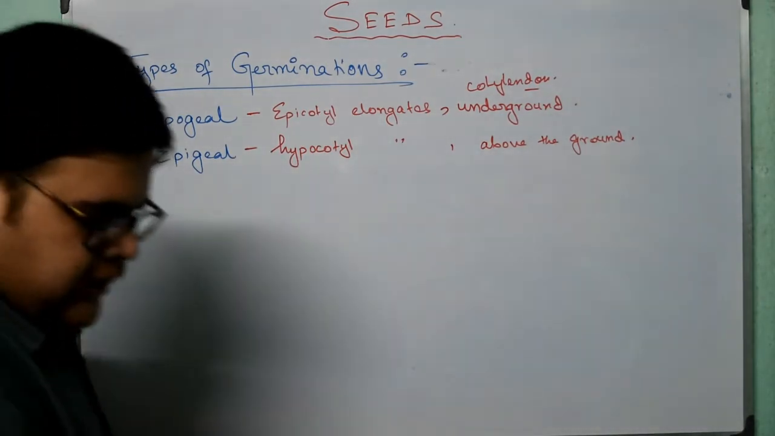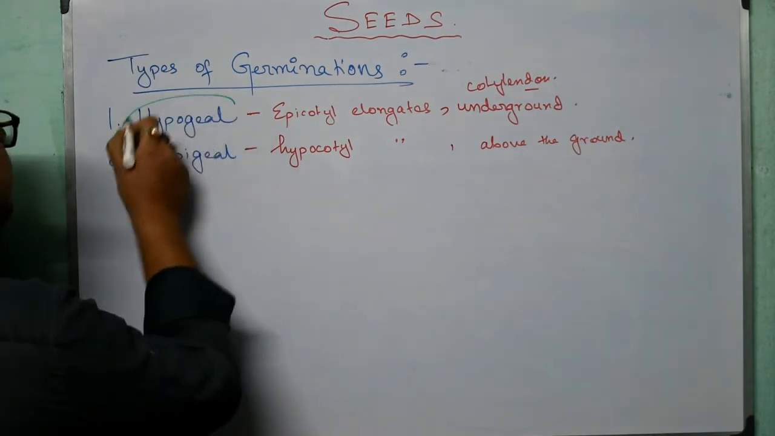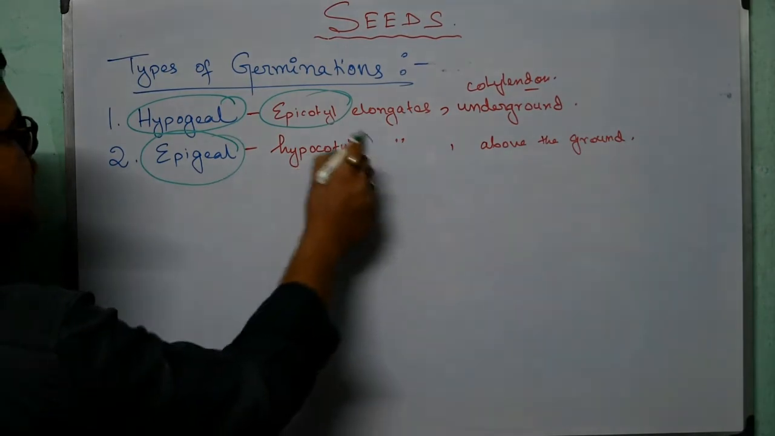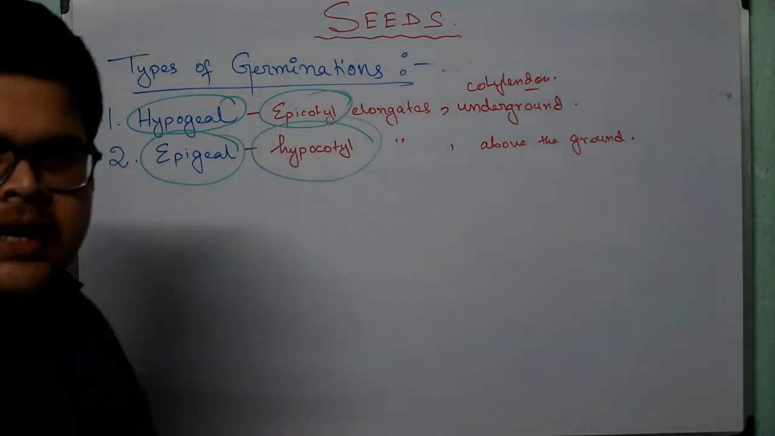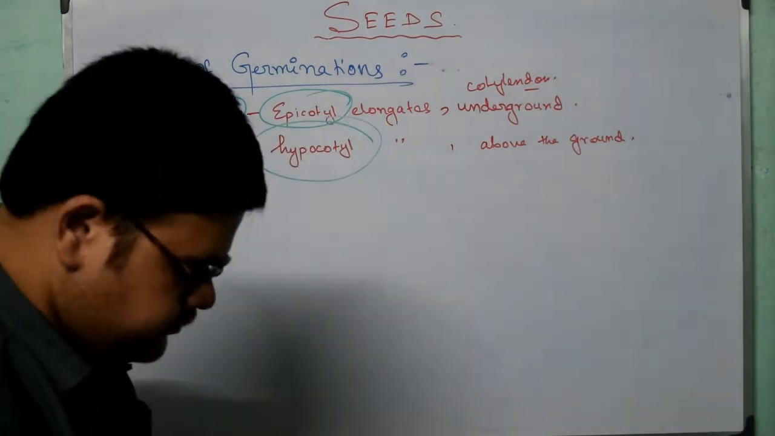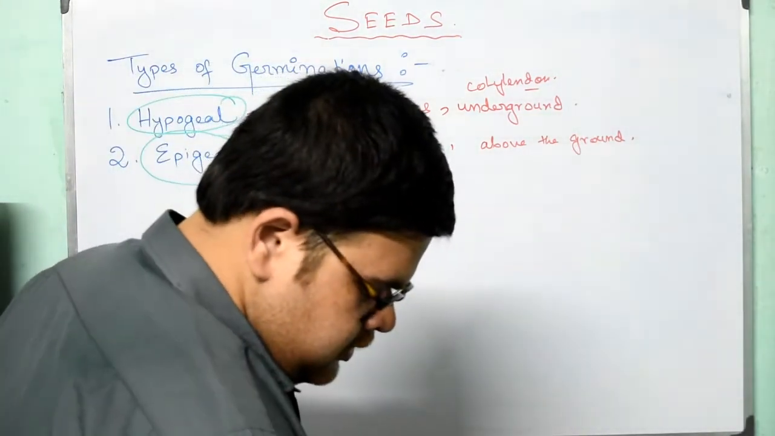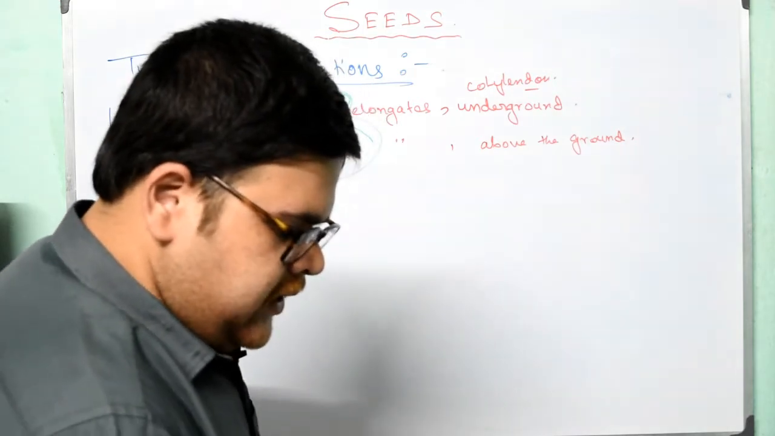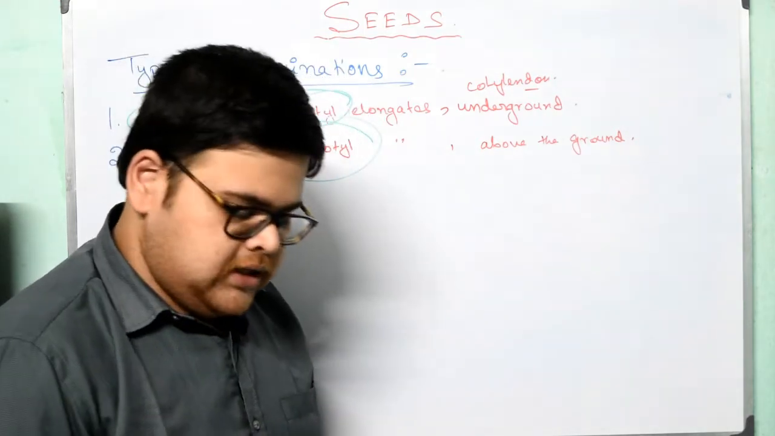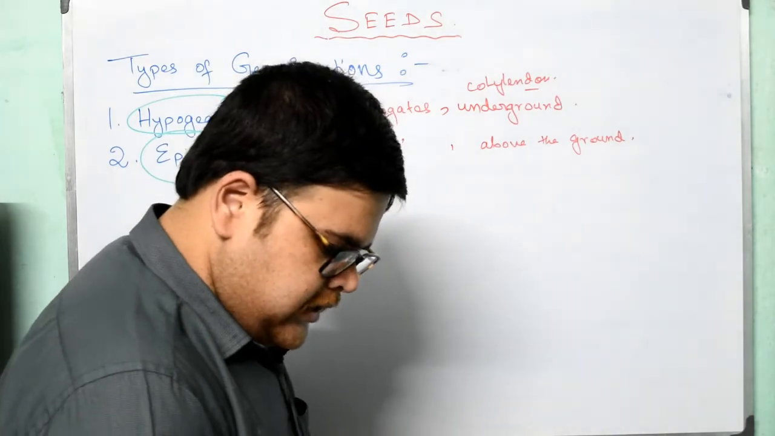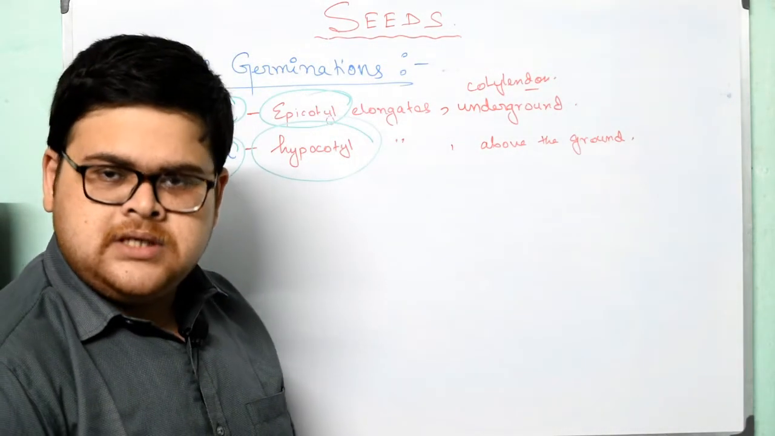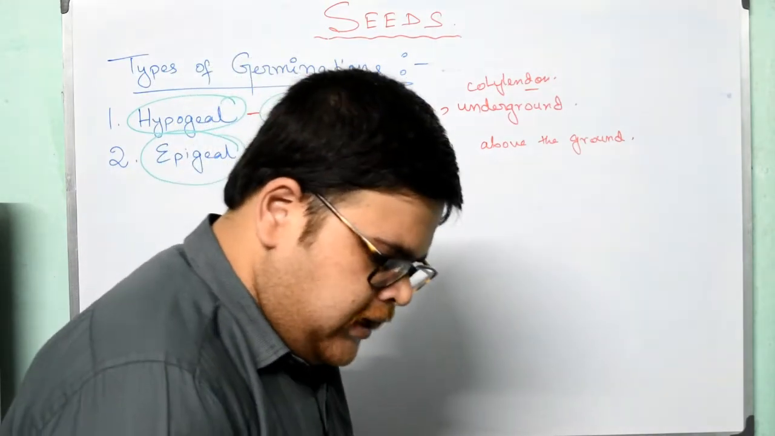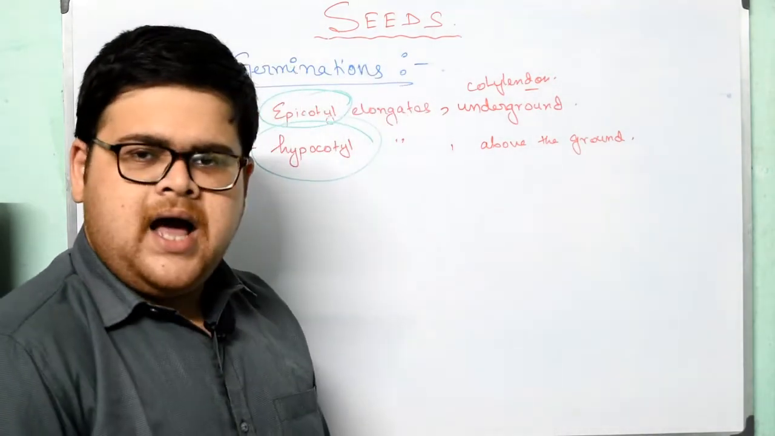See, the name is of cross type. In hypogeal, it is the epicotyl that elongates. In epigeal, it is the hypocotyl that elongates. Please don't get confused with the names. Now we have germination in some common seeds. There is a difference between hypogeal germination and epigeal germination. Please go through it once. Things will be clear, I hope, and if you have any query, you can definitely ask me.